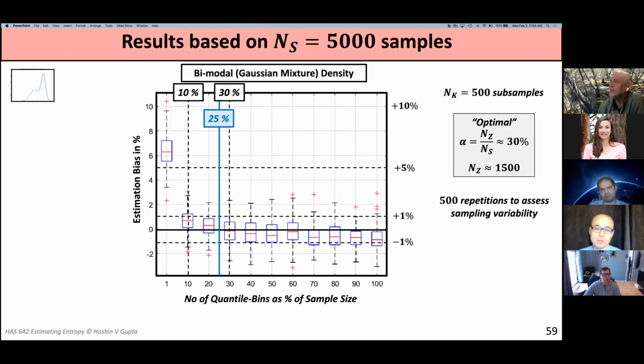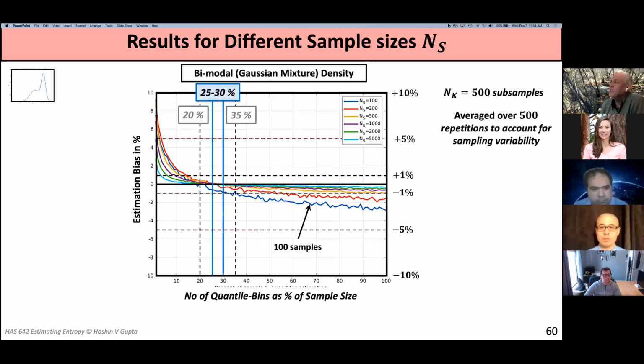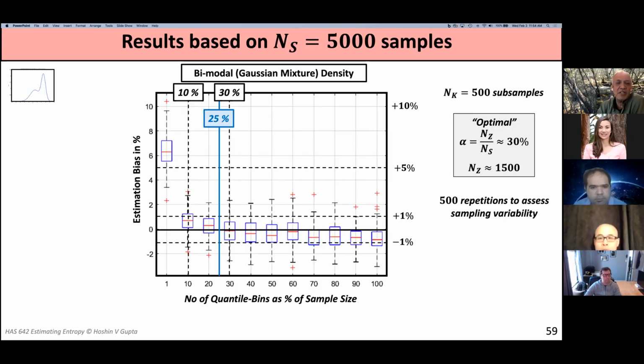And here's the result, run on the bimodal Gaussian mixture density for a sample size of 5,000 samples. Once again, you see it crosses nicely at 25%. And here you're seeing the uncertainty that you didn't see on the previous plots. Okay. And then I asked Reza to run that for different sample sizes, 100 all the way up to 5,000, and again, it sort of crosses around 25 to 30%. Okay, 1% error. So now I'm showing you averaged over 500 repetitions. This one is not averaged. This is the actual density.